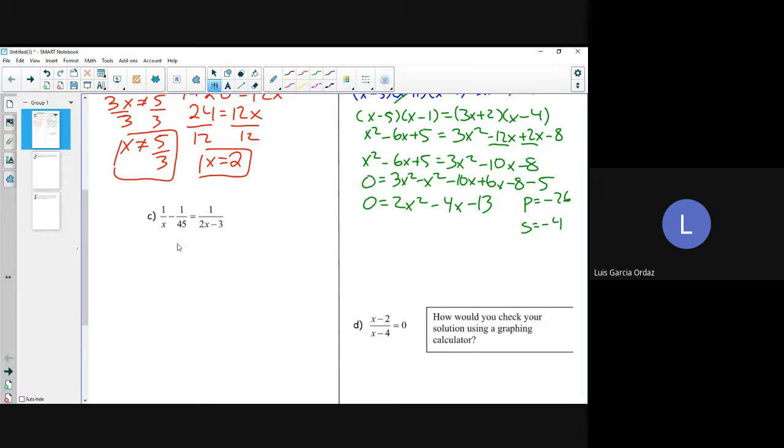So the easiest way to do the quadratic formula for me, hopefully it is for you guys, is to just find the discriminant first. Don't actually write the whole formula out. Find the discriminant first, and then just sub in your values after. So let's find our discriminant. We have b squared minus 4ac. So we got negative 4 squared minus 4 times 2 times negative 13. What does that give us for our discriminant?